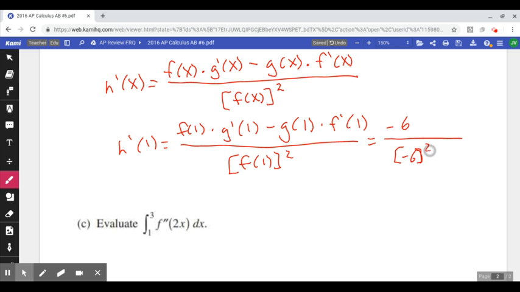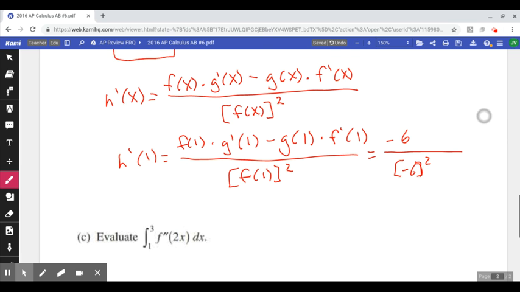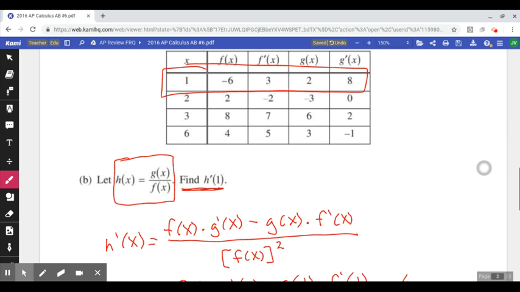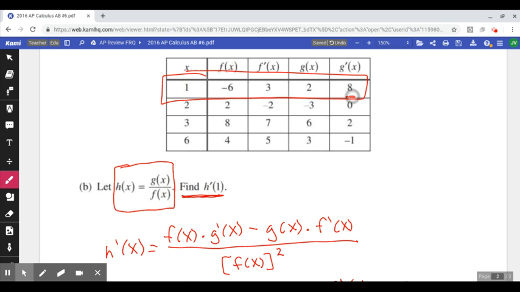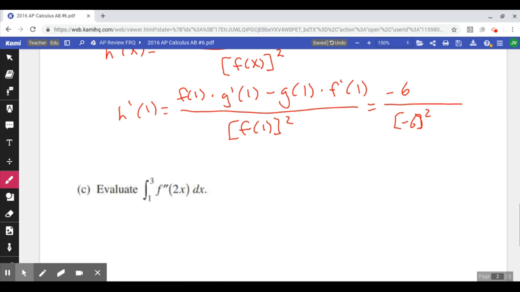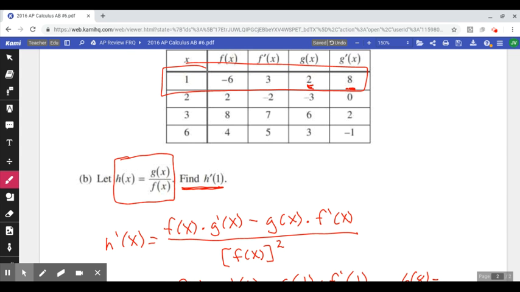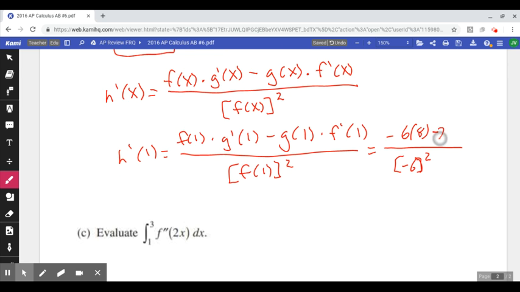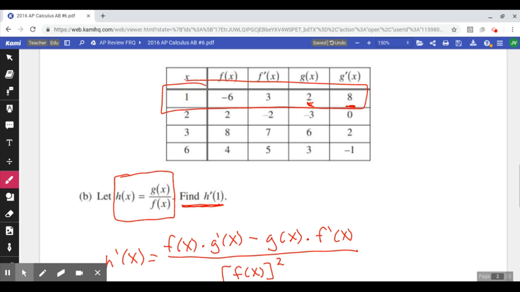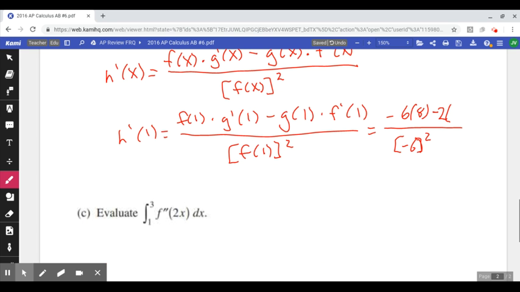Oops, used a bracket there. We need g prime at 1 now. So g prime at 1 happens to be 8. And then we need to do minus g at 1 times f prime at 1. So g at 1 is 2. And then we need f prime at 1. F prime at 1 is 3.